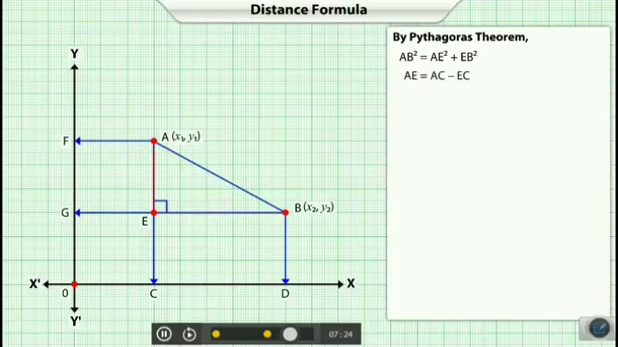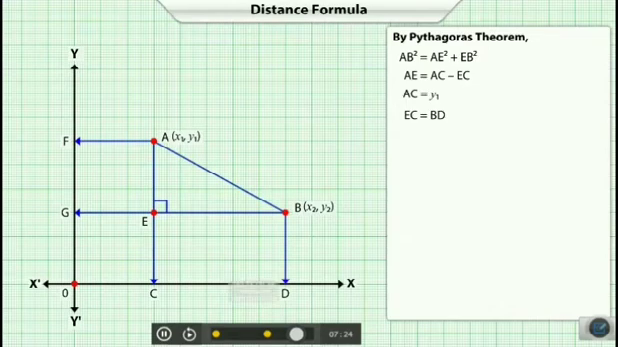We can say that AE is equal to AC minus EC, can't we? Since the coordinates of point A are x1, y1, the distance of point A from the x-axis is the distance AC, which is equal to y1. What do you think is the distance of point E from the x-axis? The length of EC is the same as that of BD, isn't it?